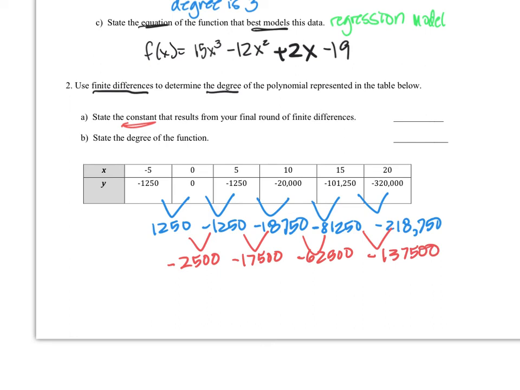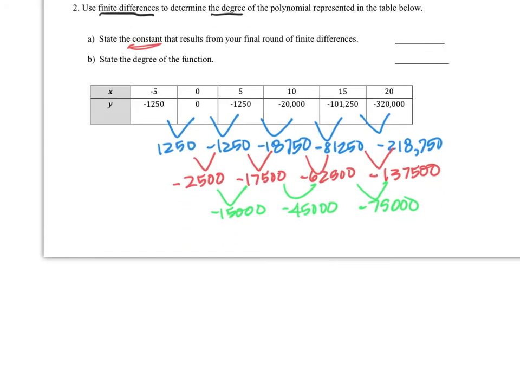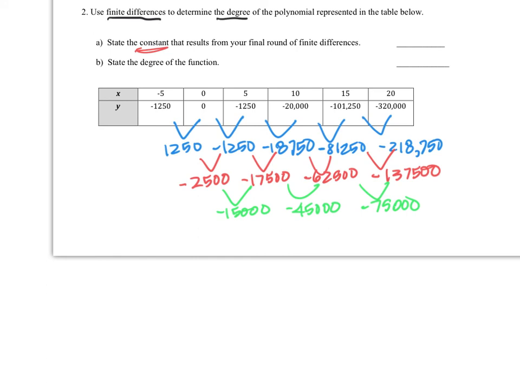So now, the next row, let's just speed this up a little bit. That difference is negative 45,000, and this difference is negative 75,000. So if you notice, they are not the same yet. Let's take a look at the next one. We have negative 30,000, and we have negative 30,000. So yay, there we have it.